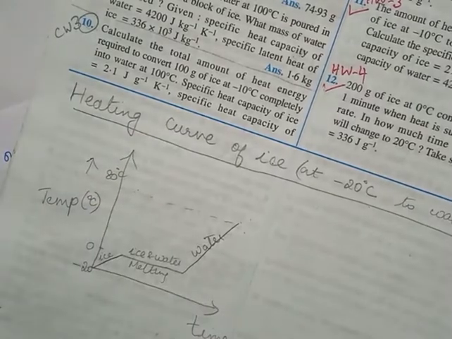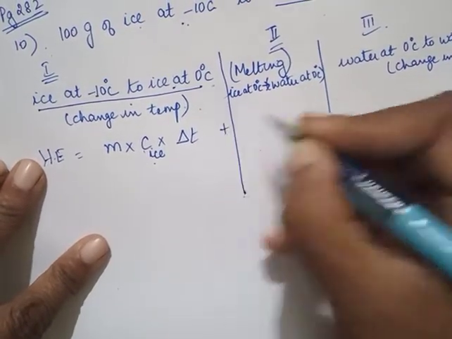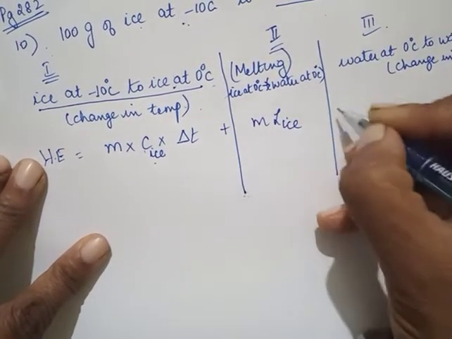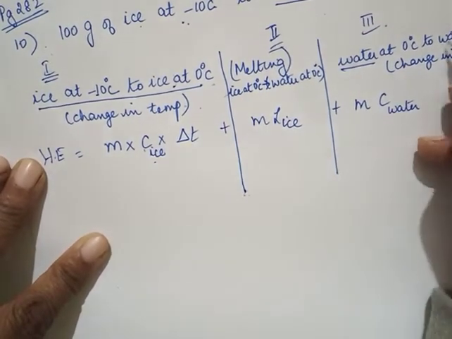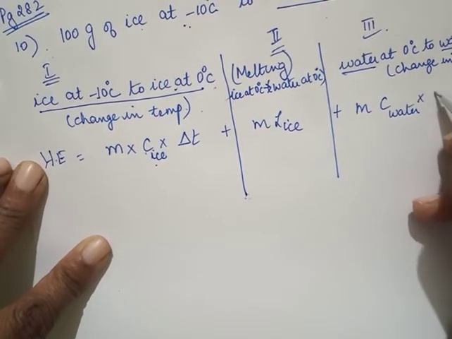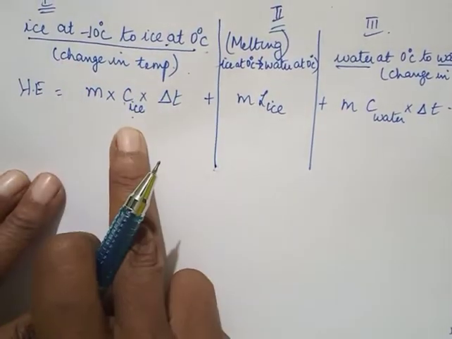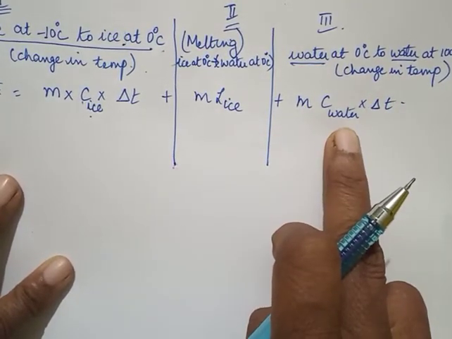There's another thing, specific heat capacity of ice. That means to raise the temperature of ice by 1 degree Celsius, you need to give 2.1 joules of heat energy. So m into C of ice into del T, and here it will be m into L of ice, and here again m into C of water. Here water at 0 has to change to water at 100, into the change in temperature del T. I hope you're clear with this, children. For the first change you have to take C of ice. For the last change in temperature, you have to take C of water.